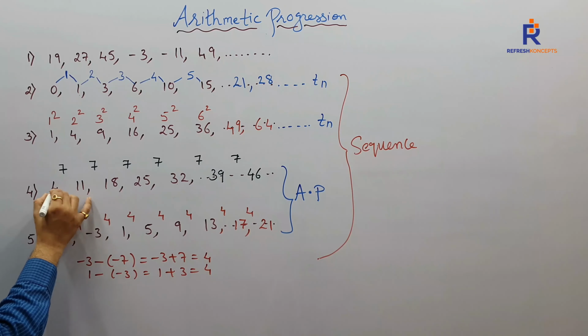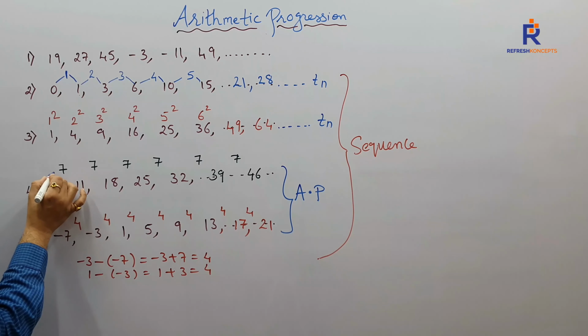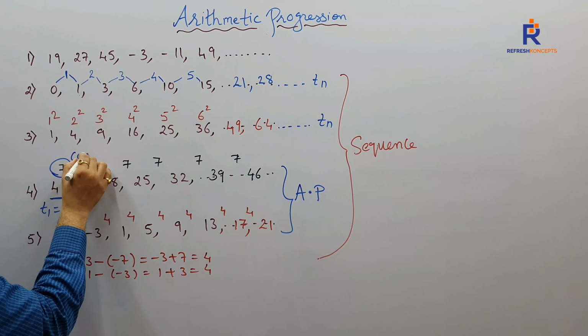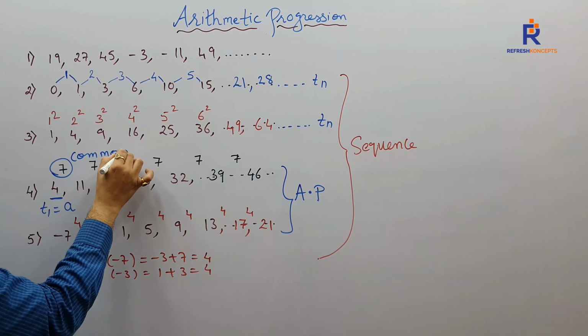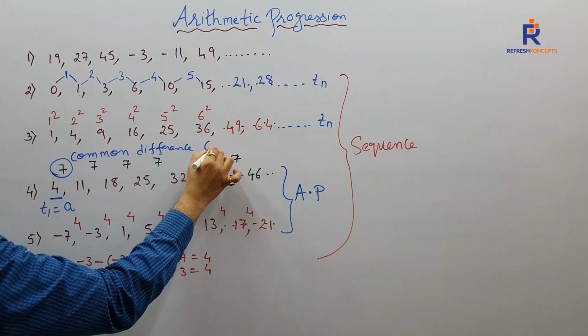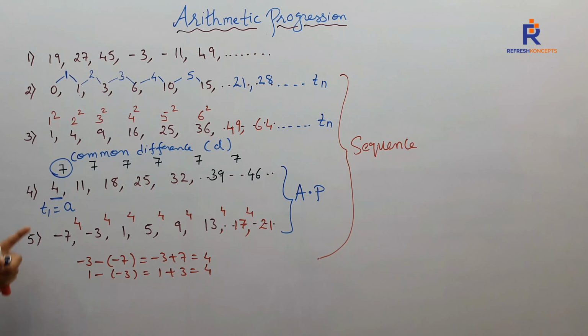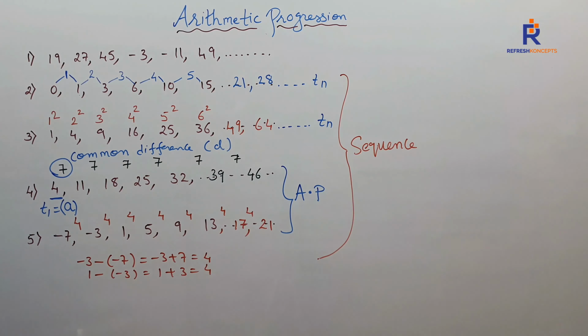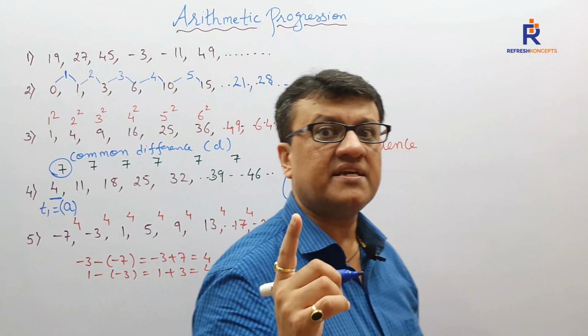And the difference between two consecutive terms, which turns out to be 7, is termed as the common difference, designated by the letter D. The first term is designated by the letter A. You can also say T1 as A, the first term. The difference between two consecutive terms, whatever it is, if constant, is termed as the common difference D. Right, children? I hope you are understanding it.